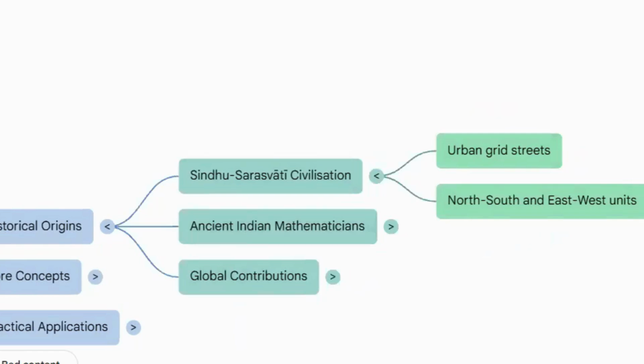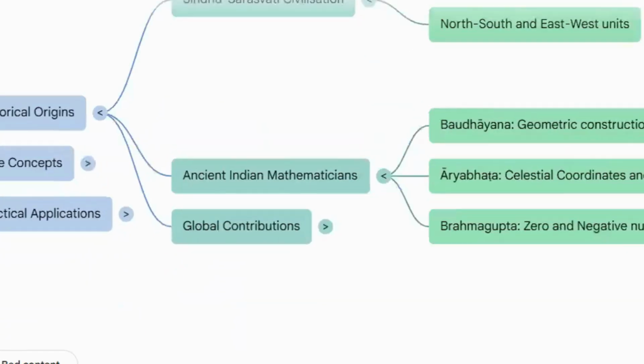Whereas among ancient Indian mathematicians, only three are given here. One is Bodhayan, geometrical construction. Bodhayan told about the Pythagoras theorem and this geometrical construction. Then Aryabhatta used sine and celestial coordinates; he discussed celestial coordinates. And then Brahmagupta, we discuss zero and negative numbers.